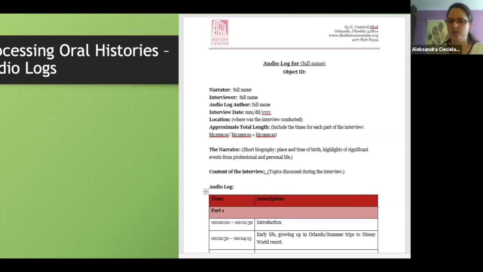So even though we don't transcribe word by word, we still highlight the main topics of the interview. So if we have a researcher coming into the museum, he or she can just read through the audio log and get an idea where they will find information suitable for their research.